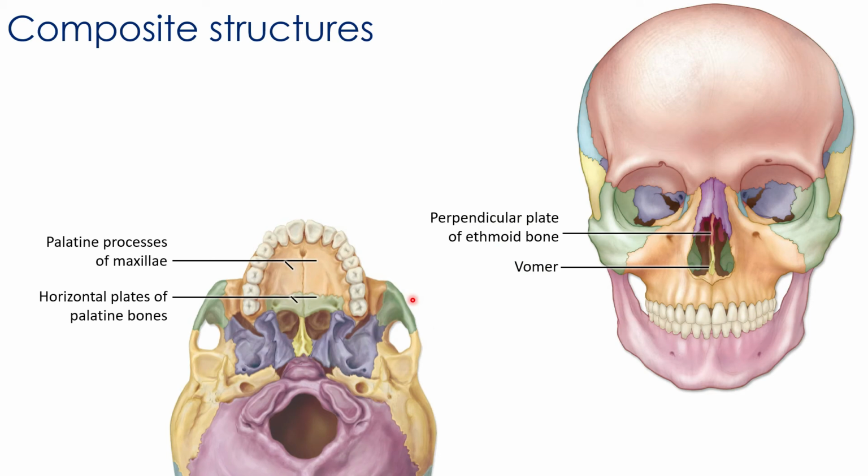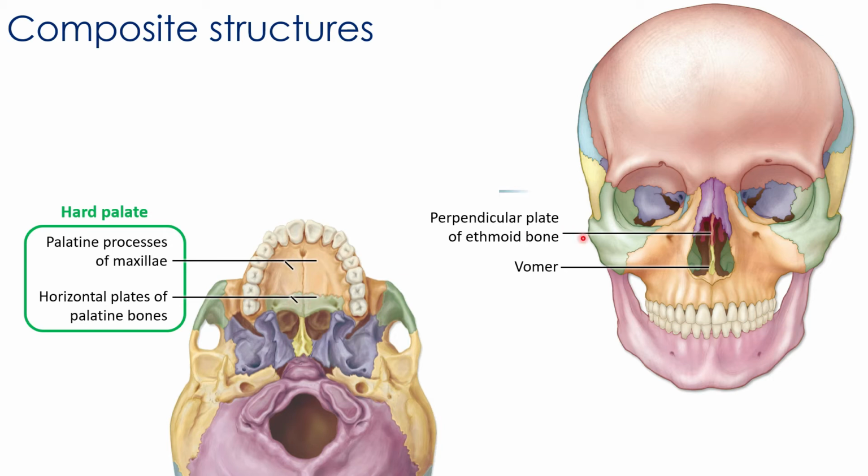The maxillae and the palatine bones make up the hard palate, which forms the roof of your mouth, as well as the floor of the nasal cavity. And specifically, you're going to see that in each palatine bone there is a horizontal plate, and on each maxilla there are the palatine processes. So really, there are four individual bones that comprise the hard palate.